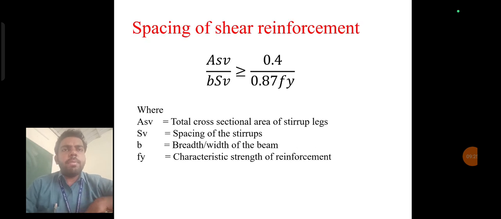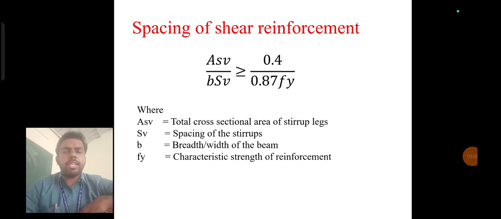And for the minimum shear reinforcement, you have to use this formula given by IS 456 2000. This is the formula to find the spacing of the shear reinforcement. Asv by b sv is greater than or equal to 0.4 by 0.87 fy. Asv means the total cross-sectional area of the stirrup legs. With 4 bars held at that location, it should be capable of going around, with at least 2 legs. It is mandatory to provide them, and the number of legs should be considered here.